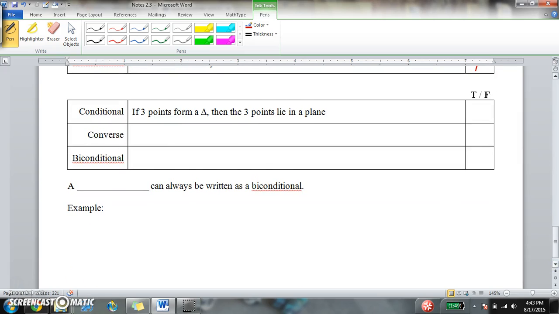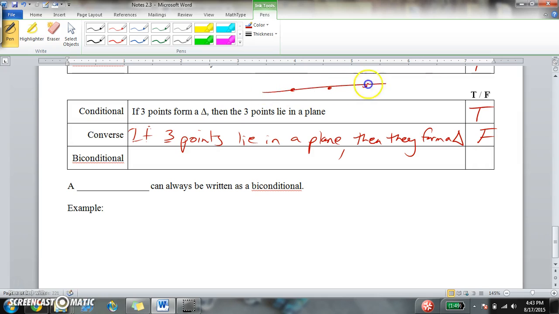Last one, if 3 points form a triangle, then the 3 points lie in a plane. That is true. Any 3 points make a plane. The converse would be if 3 points lie in a plane, then they form a triangle. That is not true, because if I have 3 points that are collinear with each other, that form a straight line, those 3 points would obviously not form a triangle. So if 3 points lie in a plane, then they form a triangle. That's false, because 3 points could lie in a plane but lie on one straight line and not form a triangle.